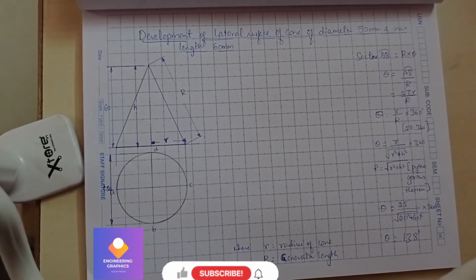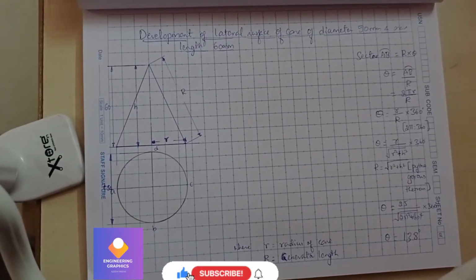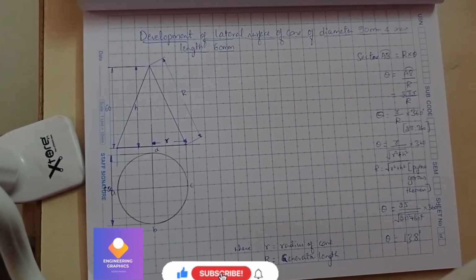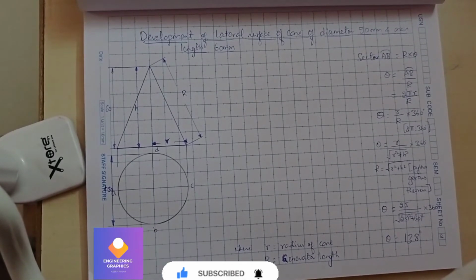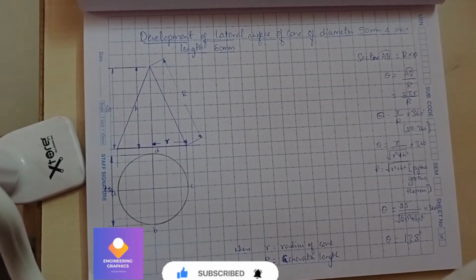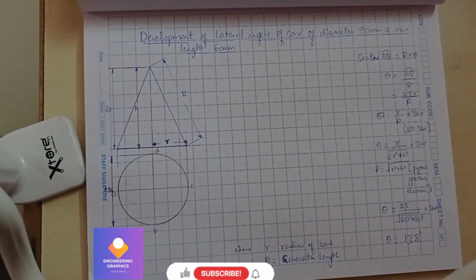Okay, development of the lateral surface of a cone, diameter 50 mm and axis length 60 mm. You can see here we have constructed both the top view and the front view of it. Here small r defines the radius of the base of the cone, and h defines the height, which is nothing but the axis, and capital R is nothing but the generator length.